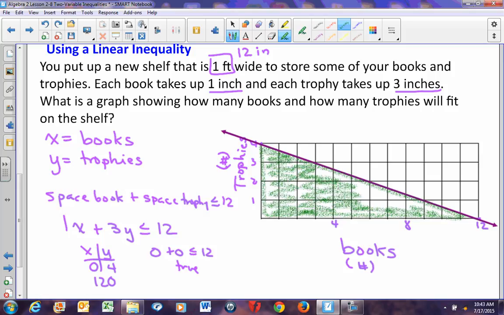Knowing, however, you have to hit a coordinate point because you can't have half a trophy or a third of a book or something like that. So there you have it. You have your equation and you have your graph.